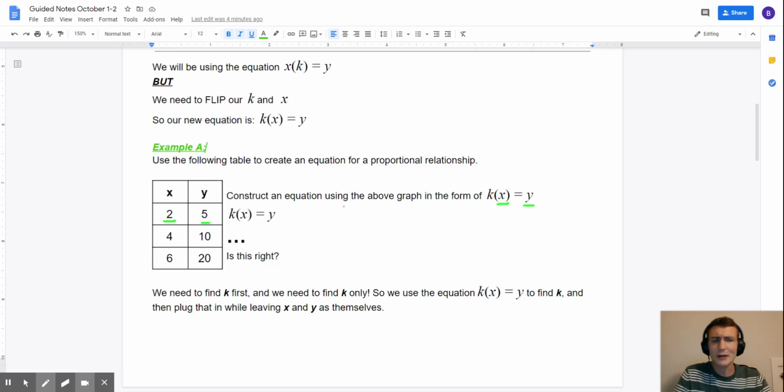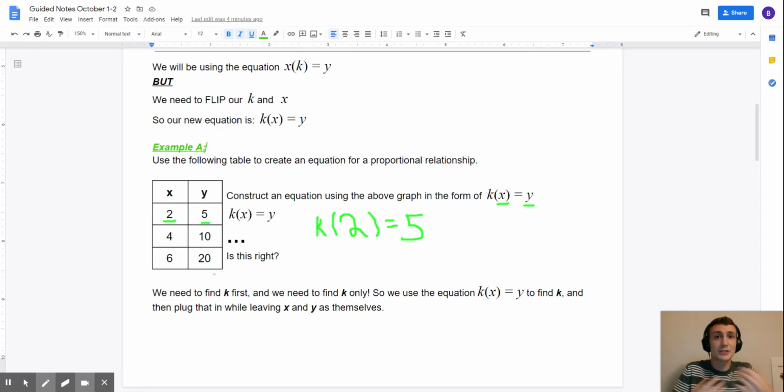Okay, let's try that out. Let's see what we get. That would give us k times 2 equals 5. This is true. K times 2 does equal 5. But is this what I'm going for? No, it's not what I'm going for. Technically this works as an equation, but that's not the goal.